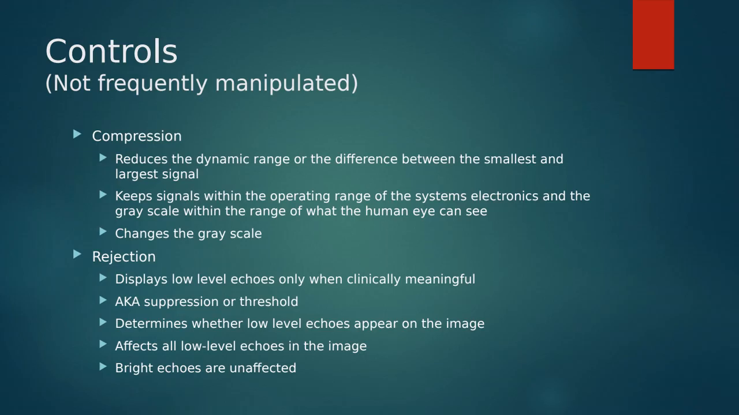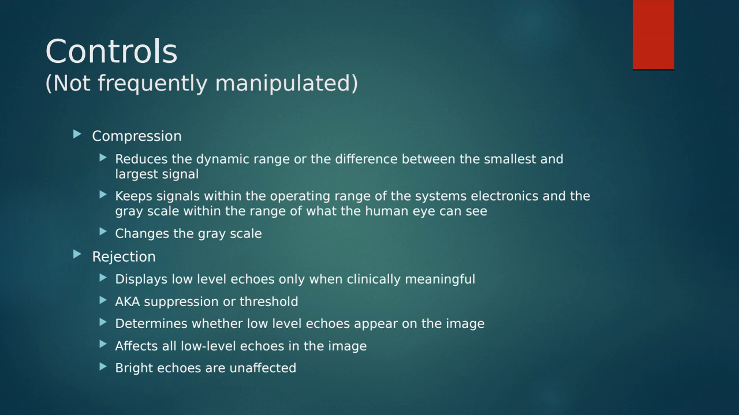Now, in terms of controls that we don't use, but I'm required to teach you, these are all things that will come back when we learn physics in the spring. But we do have compression and rejection. I honestly couldn't even tell you where these controls are located on our machines because we quite literally never use them. You may see some old school techs using and adjusting these out in clinic, but it's not standard practice.